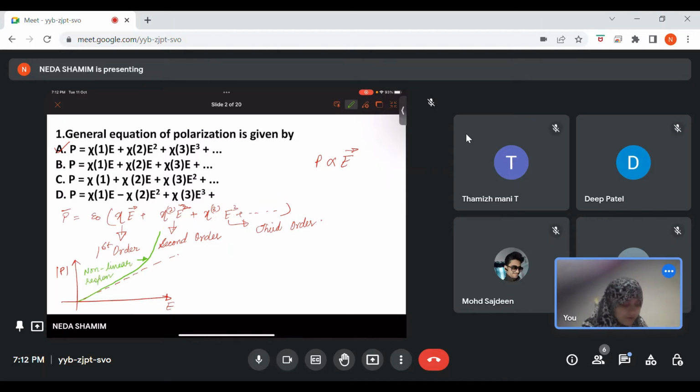So now I welcome all of you to the domain of nonlinear optics. Nonlinear optics is all about studying these different higher order terms which are there in this polarization equation. Okay, so let us move on.